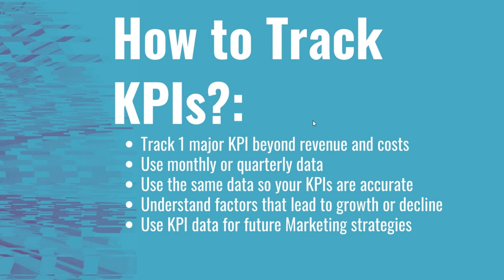Now, sometimes it might be something like total page views, total video views. What you want to do is use monthly or quarterly data. You can also use yearly data as well, but you always want to make sure you're tracking by the same number of days or at least a very similar period. You want to always use the same data so that your KPIs are accurate. So if you switch from Google Analytics to another website analytics platform, you need to understand that your KPIs might look a little bit different in that other analytics platform than they do in Google Analytics. So these are just some different things to keep in mind.